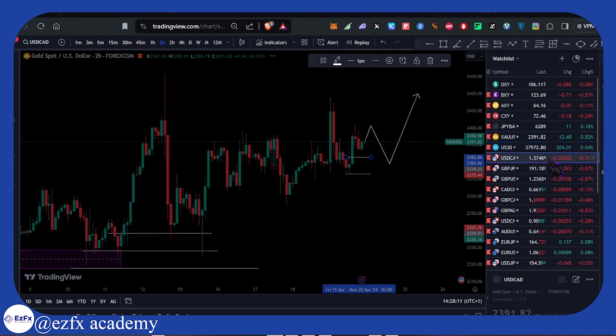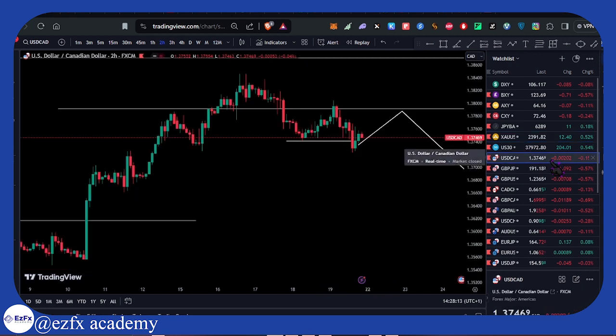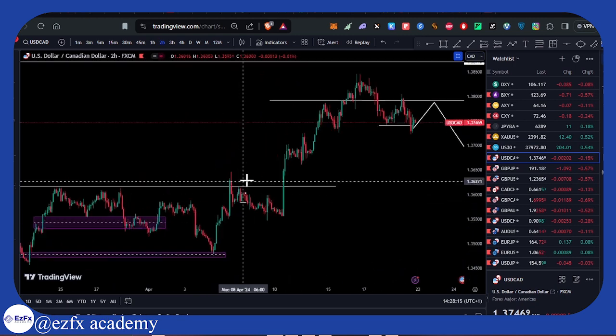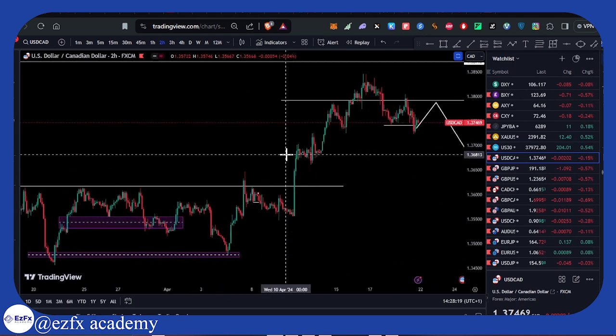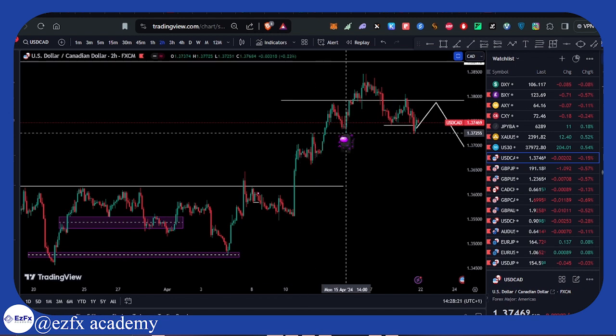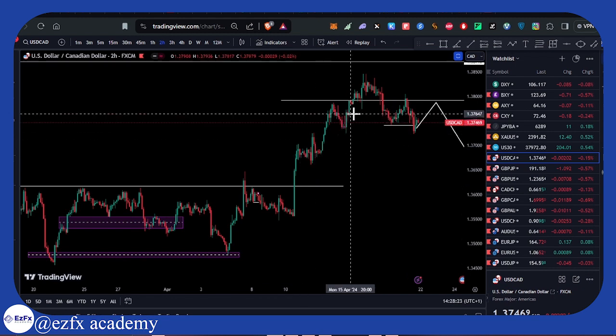Next up, let us look at USD CAD. I think I gave this also last week. I was expecting a sell-off on USD CAD. It didn't quite happen as I expected. It even broke above my supply zone a bit, but I eventually got to see that.